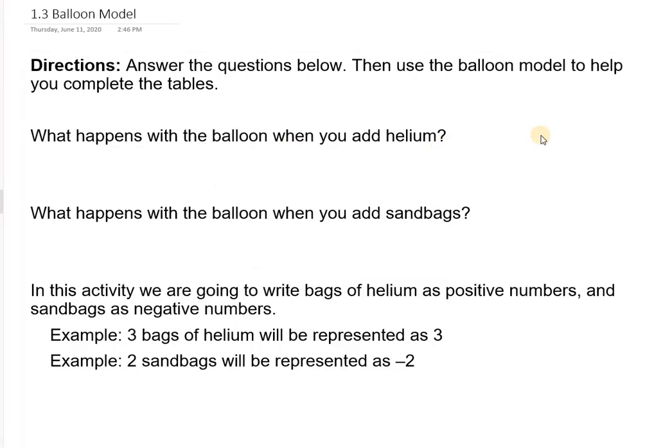Okay, the directions here say to answer the question below and then use the balloon model to help you complete the tables. What happens with the balloon when you add helium? Well, we just mentioned that. It goes up. And what happens with the balloon when you add sandbags? It goes down. In this activity, we're going to write bags of helium as positive numbers and sandbags as negative numbers. And you can see my example here. 3 bags of helium is going to be represented with just a 3 or a positive 3. And 2 sandbags is going to be represented as negative 2.